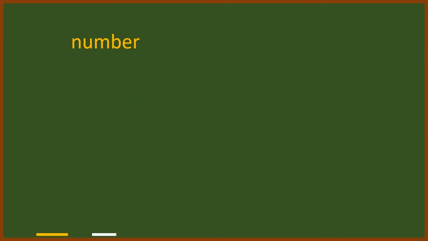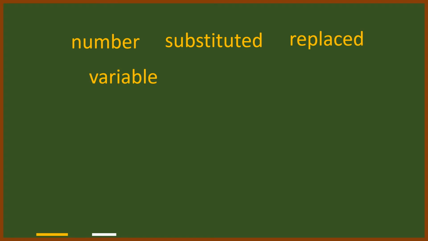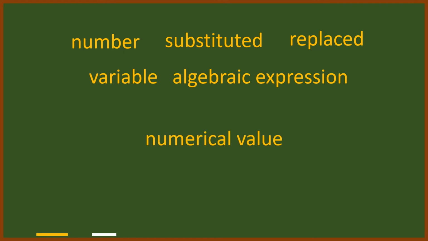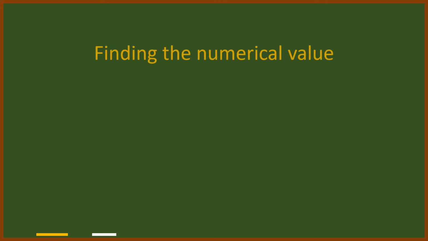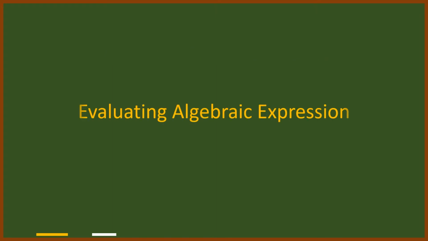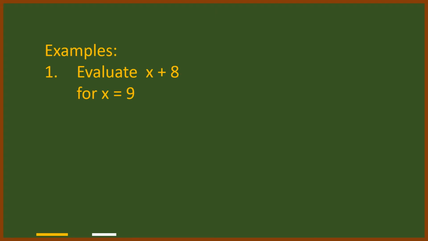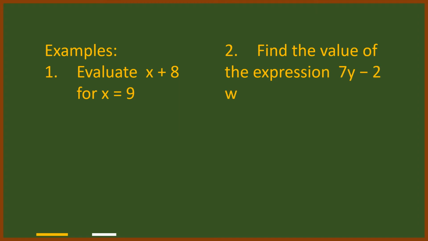When a number is substituted or replaced for the variable in a given algebraic expression, the expression takes a numerical value. Finding the value is what we call evaluating algebraic expression. Let's look at some examples. Number 1. Evaluate x plus 8 for x equals 9. Number 2. Find the value of the expression 7y minus 2 when y is equal to 4.